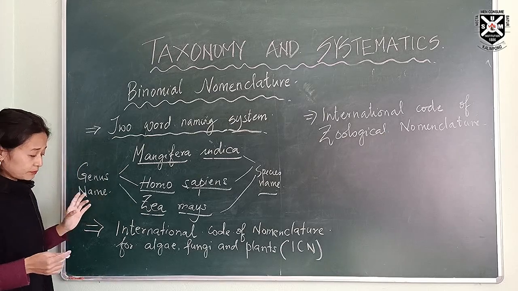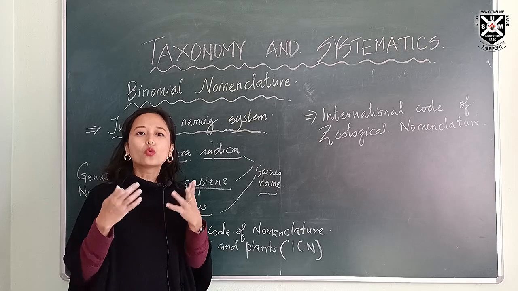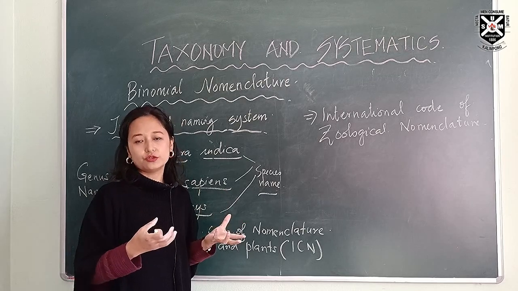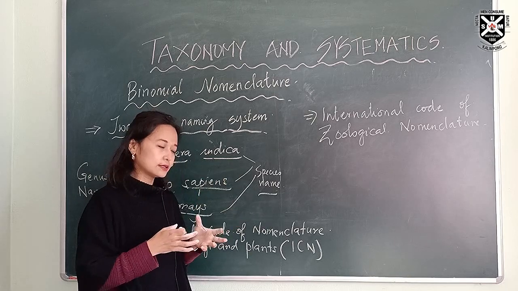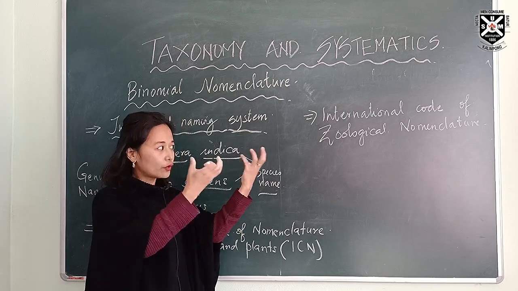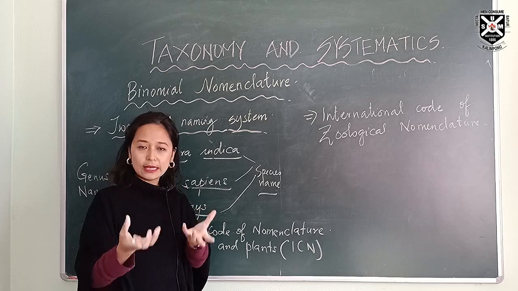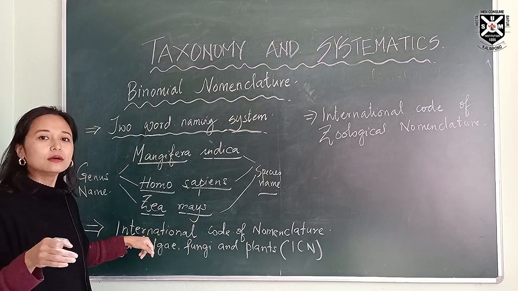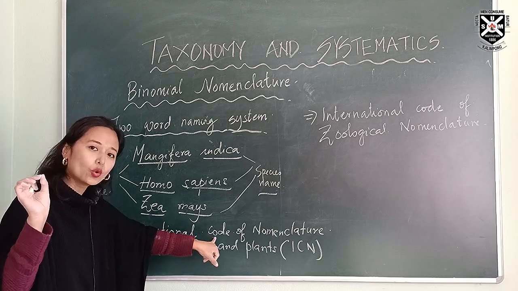Now there are two codes of nomenclature. Codes means rules and recommendations. There are certain rules you have to follow when you name an organism. The rules for naming plants are different from the rules for naming animals. So the rules for naming plants are known as the code.